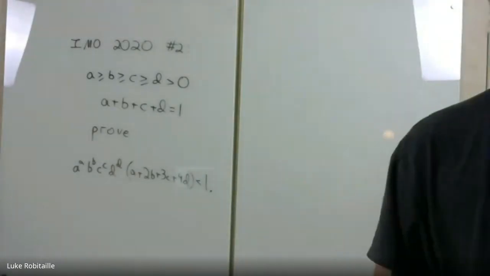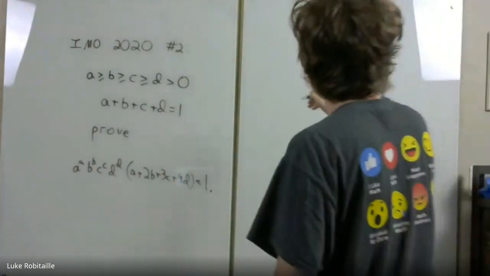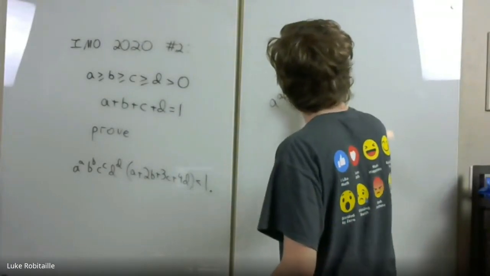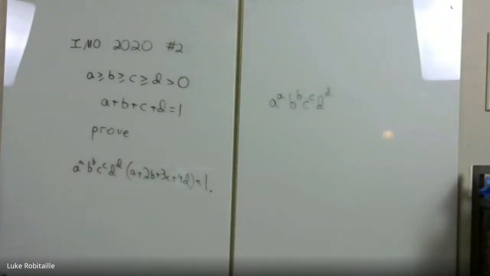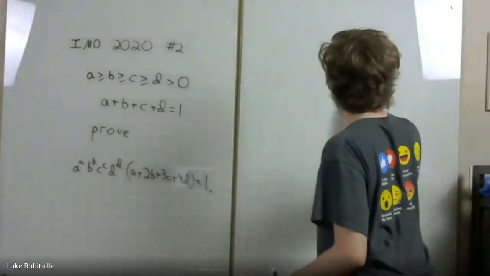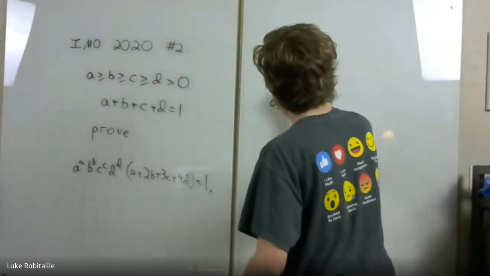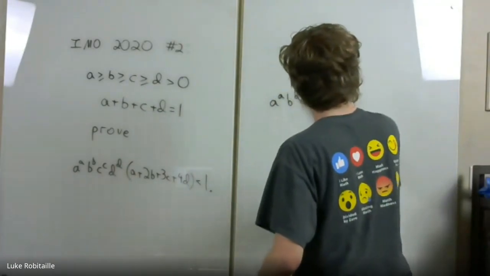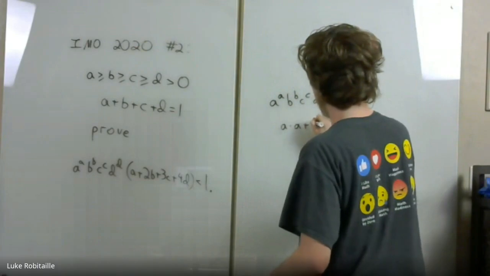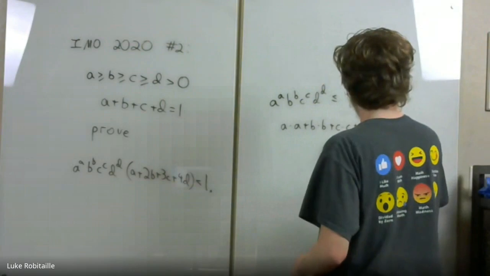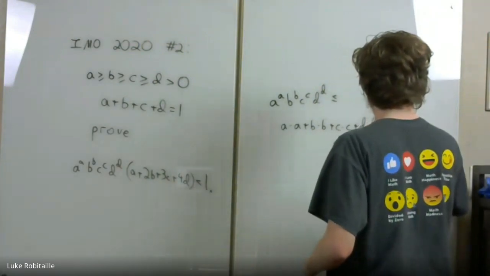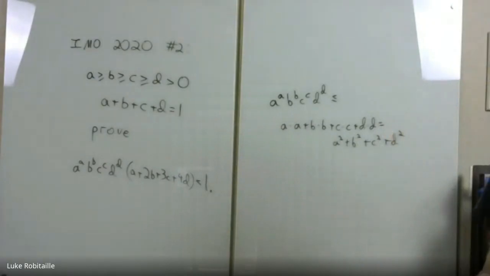Yes, okay. This is indeed it: you want to apply weighted AM-GM on a, b, c and d to get a^a times b^b times c^c times d^d. Since they sum to 1, you can get that it's less than or equal to this. And it turns out that this is actually sufficient.